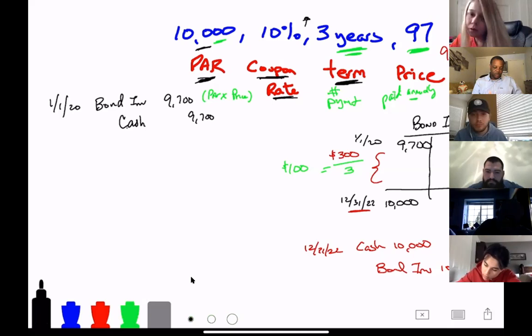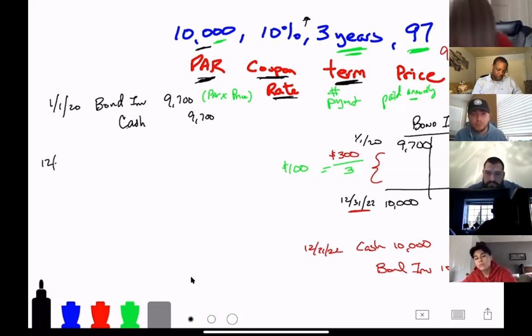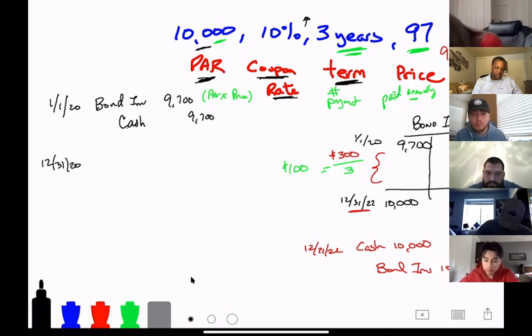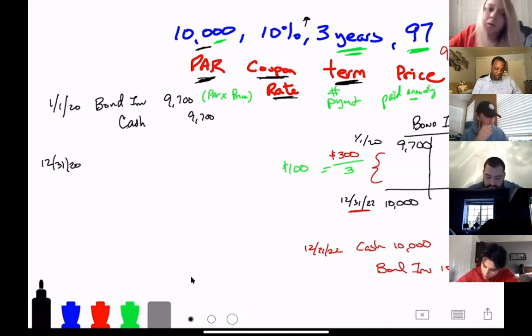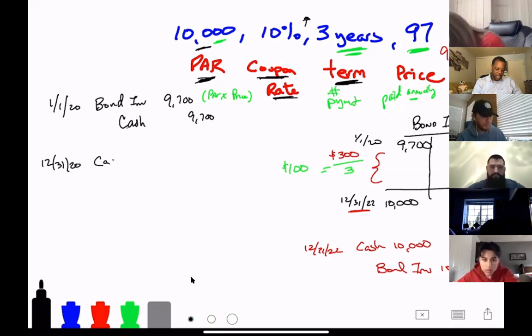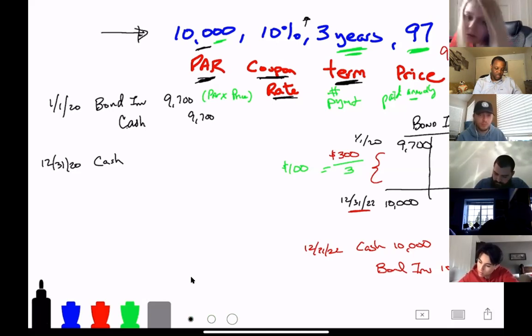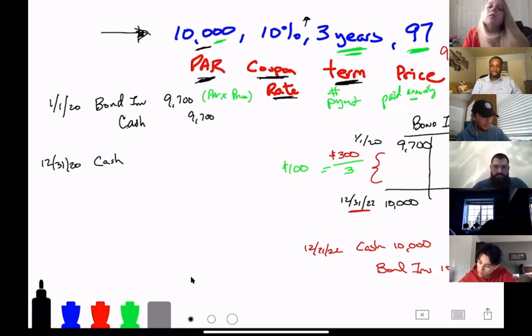So this is what it all leads up to. All right, so 12/31/20, as an investor, I'm going to receive cash. How much cash am I going to receive from this transaction, from this bond? $100 for the interest? How much cash do we receive? 1,100, because of the annual interest rate and then the extra payment you're getting?